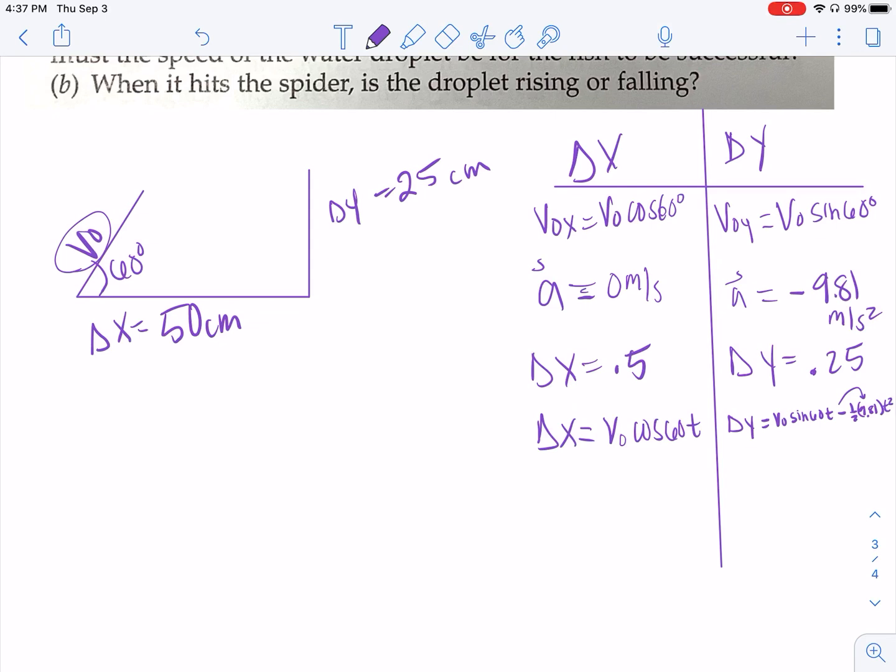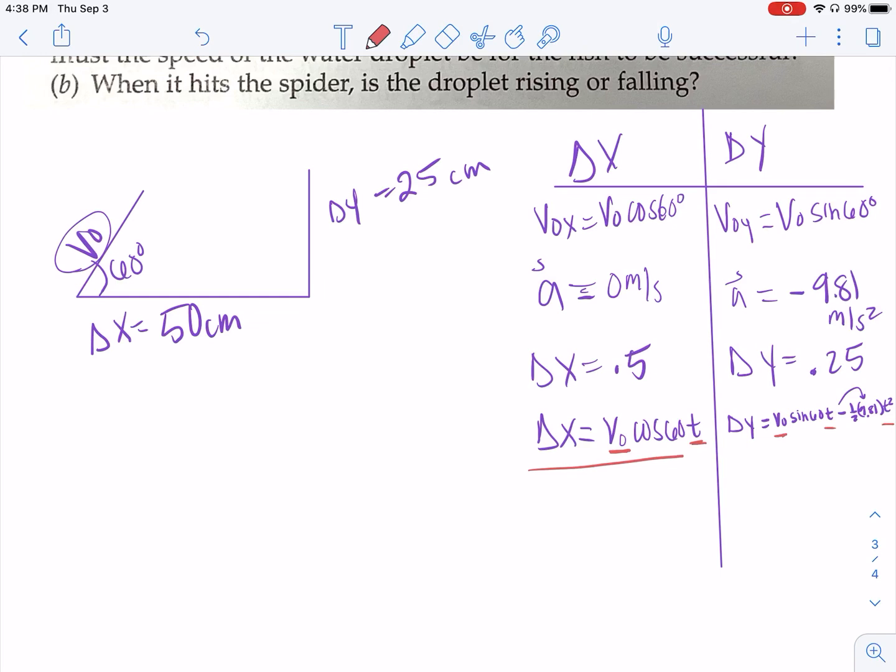I don't have enough information to solve here for any of them. For both of them, I don't know V naught or T. But I do have a system of equations. Systems of equations are really useful when we're solving upper level math. We're going to use them all the time in Physics C. So you need to become comfortable with creating as many equations as you can and then thinking about what information you have and what information you can find.